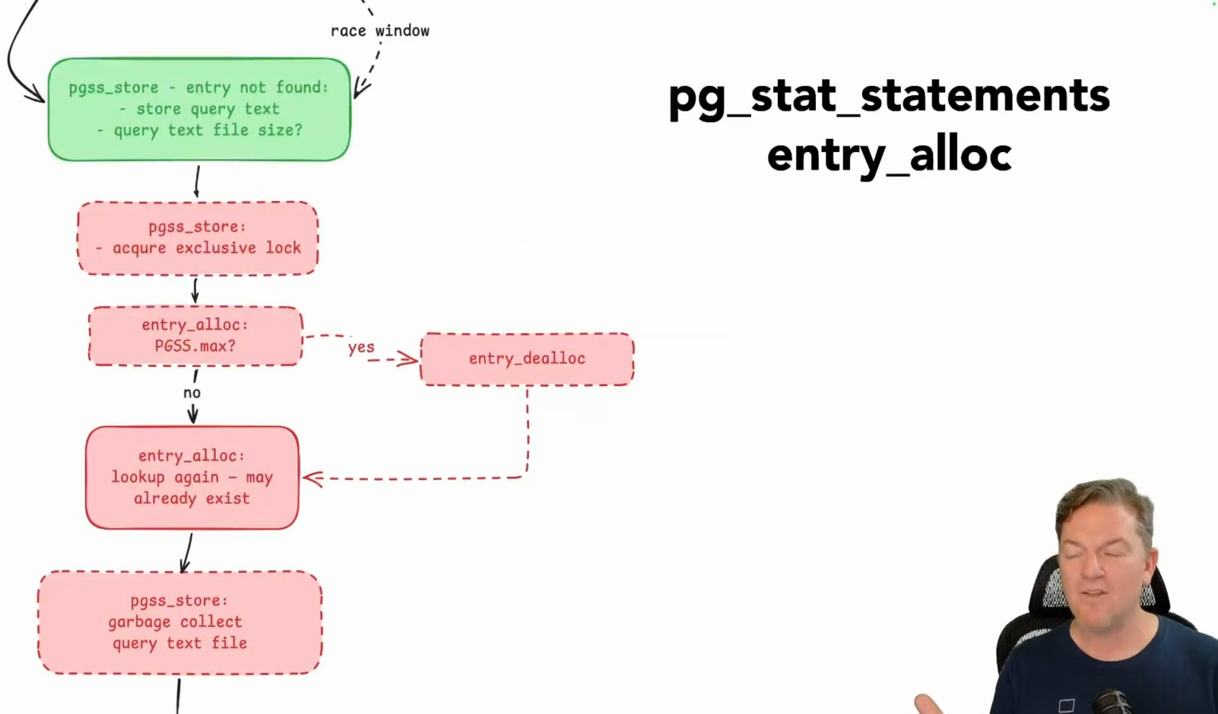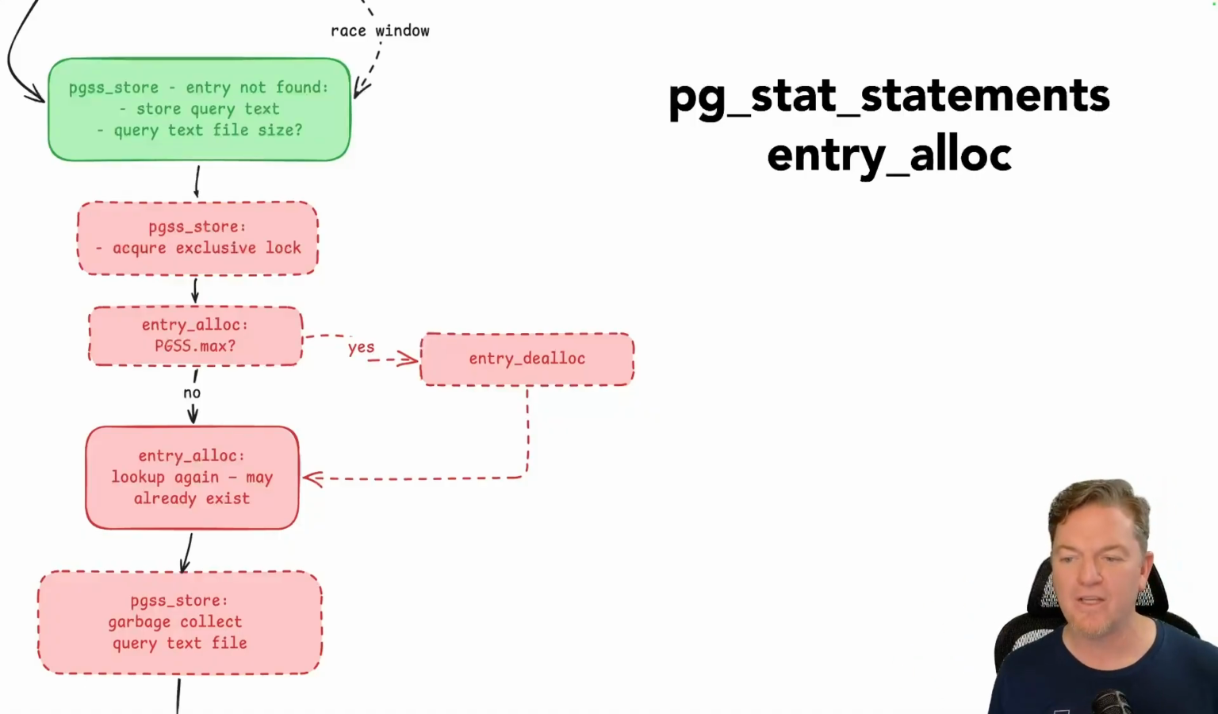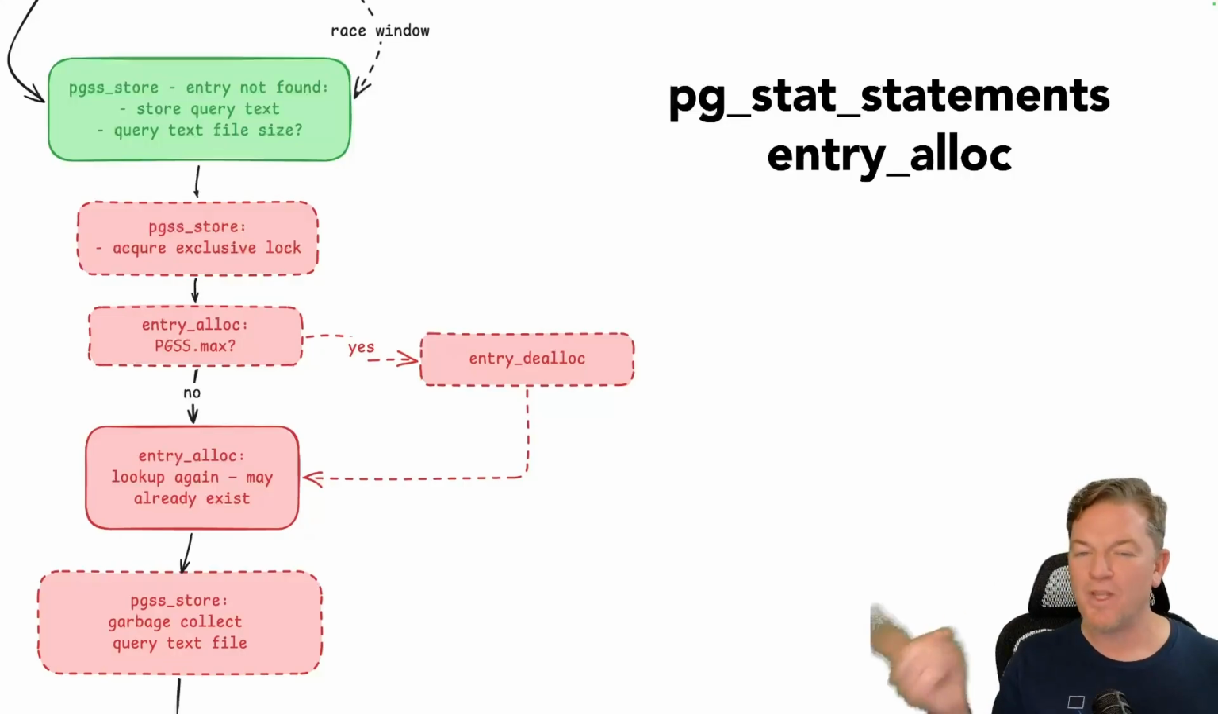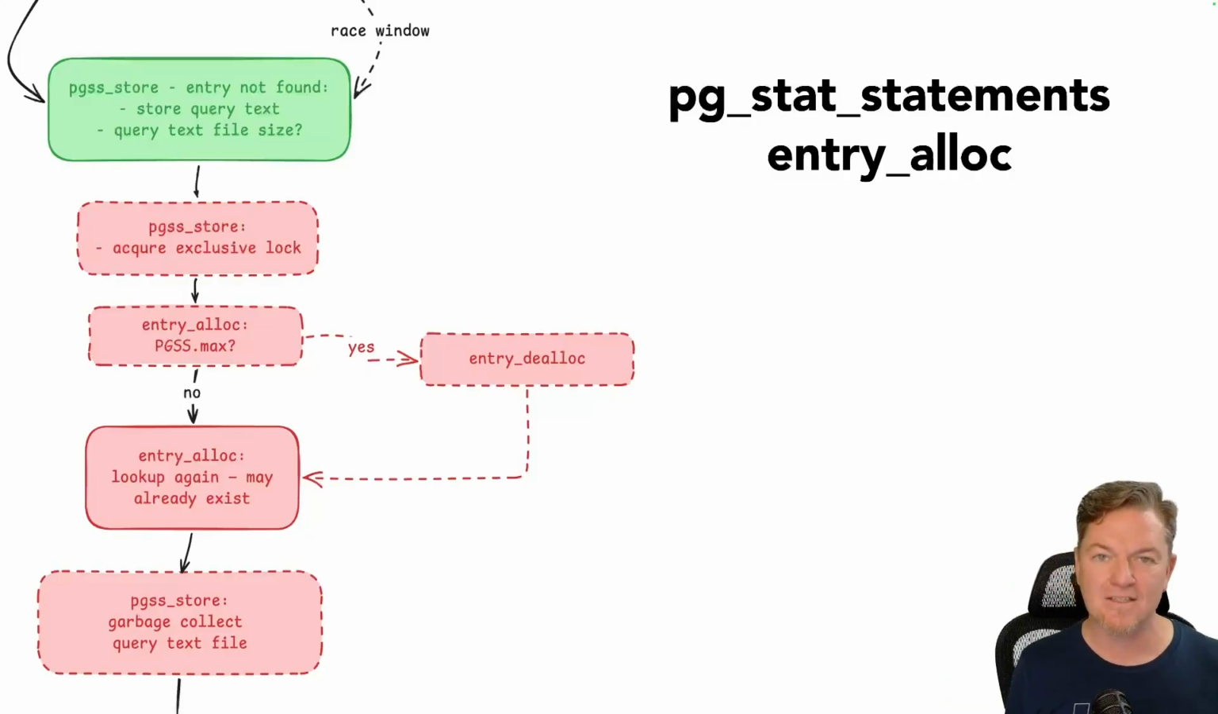And then once deallocation has occurred, we can finally go back to that entry allocation. Now, whether or not we actually went through deallocation, eventually we're going to end up at the entry allocation phase of this process. And when we get to this phase, whether we deallocated or not, the first thing it does is search one more time for the query it's about to allocate. And you might think, well, why does it do that? We obviously got through this path because the entry didn't exist.